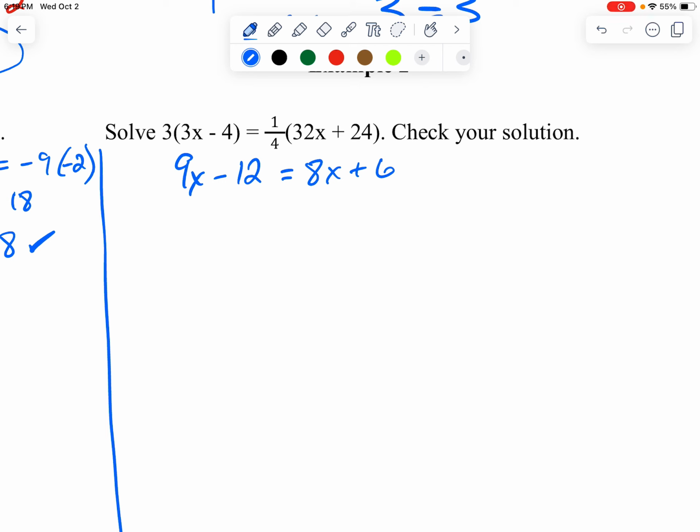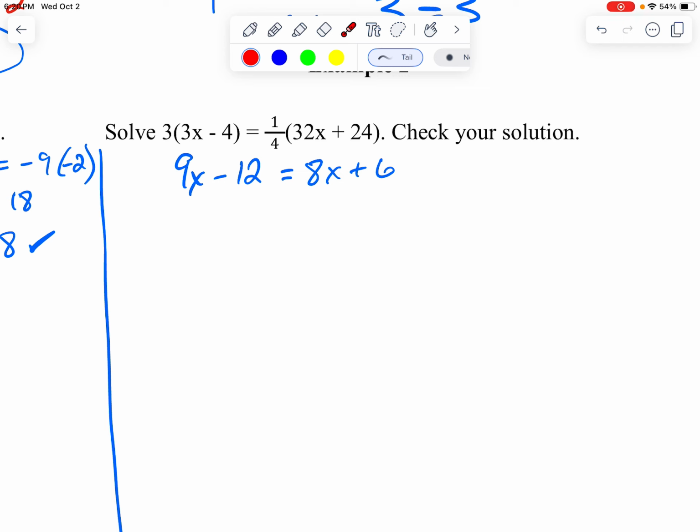Okay, so we've done our distribution. We can't combine any like terms, right? I only have one x term on each side, and I only have one number on each side. So that means we need to get all our numbers to one side and all of our variables to the other. If you think ahead a little bit about your possibilities, you'll find a way that usually works a little bit better. For example, if I were to subtract 9x from both sides, my variables would go away on the left. On the right, though, if I subtract 9x, I would end up with a negative x value. And that's not usually the greatest thing. It causes us to have to do a little bit more work.